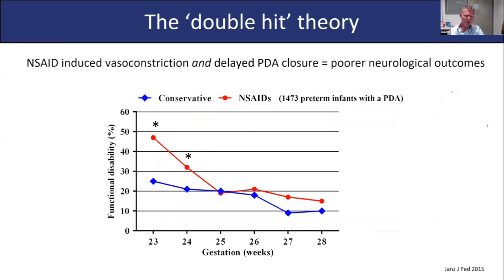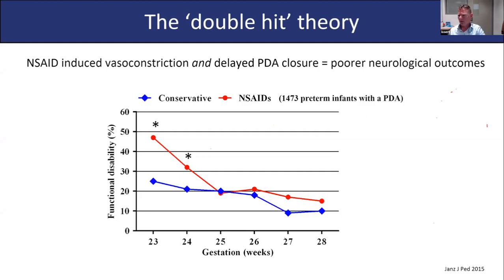We already know that persistent PDA, with or without treatment, babies have a poorer outcome than babies with a closed PDA. And this is just one example from Australian data, New South Wales data, I think it is, where they look at functional disability at 2 years of age in 1,473 preterm infants with a PDA who either received NSAIDs or received conservative treatment or no NSAIDs. And they found that the functional disability was much higher, only in the younger gestational infants who received NSAIDs versus not.